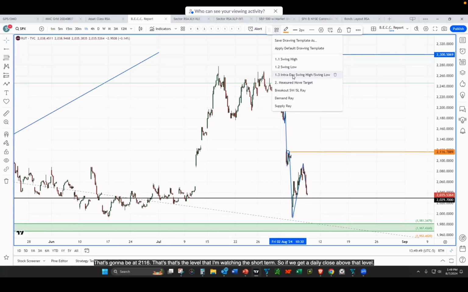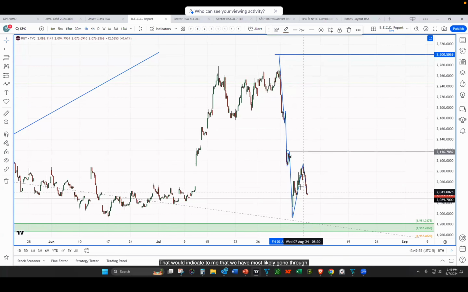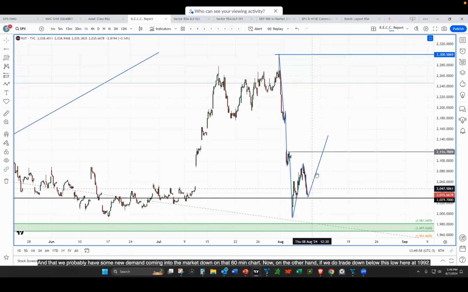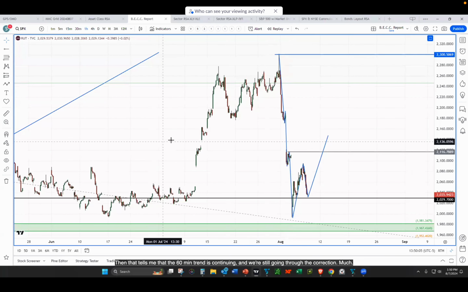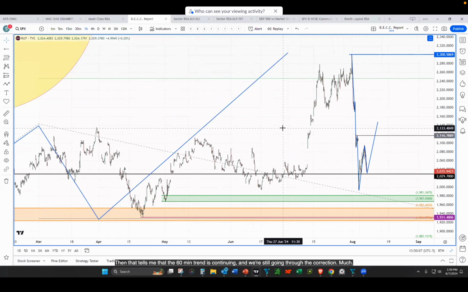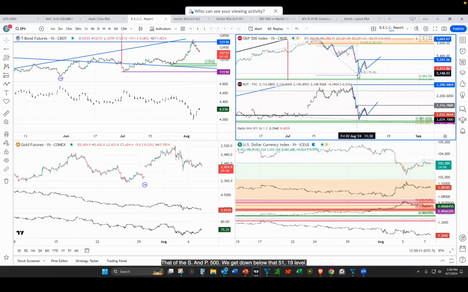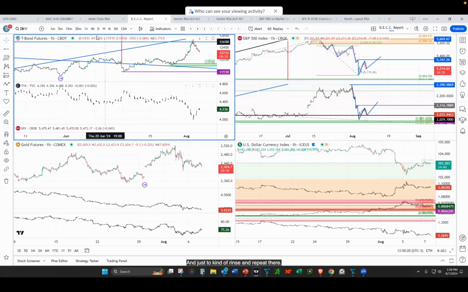So if we get a daily close above that level, that would indicate to me that we have most likely gone through a reversal and that we probably have some new demand coming into the market down on that 60-minute chart. Now, on the other hand, if we do trade down below this low here at 1992, then that tells me that the 60-minute downtrend is continuing and we're still going through the correction, much like that of the S&P 500. If we get down below that 5119 level, that would tell me that the correction is still underway, and just to rinse and repeat there.